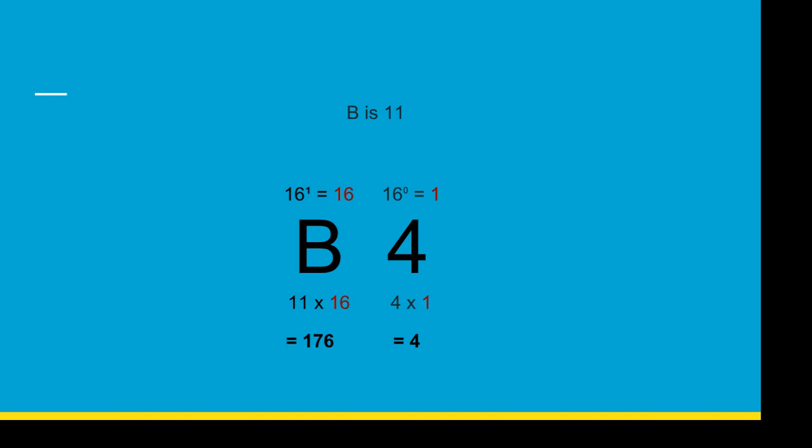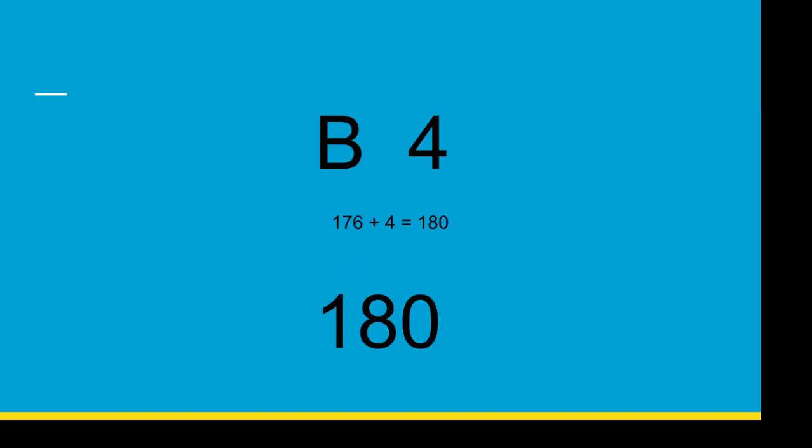So B is 11. So 176 plus 4, 180. Okay, so B4 in hex is 180 in decimal.